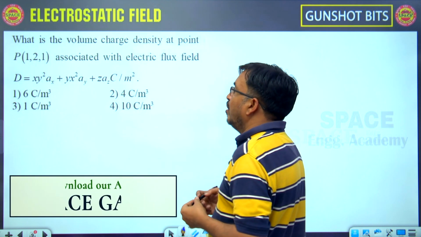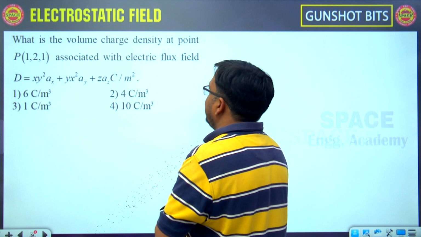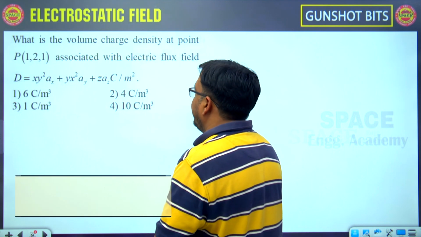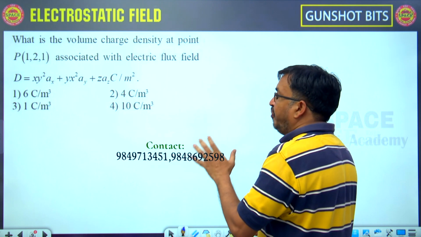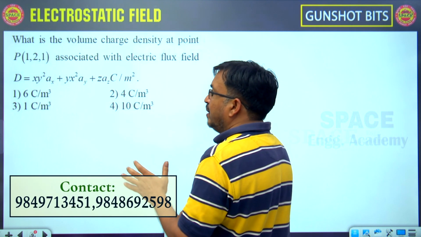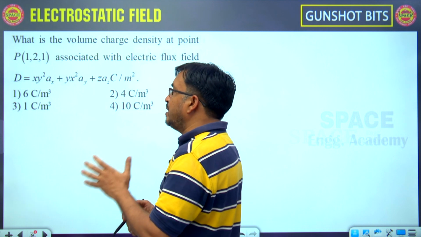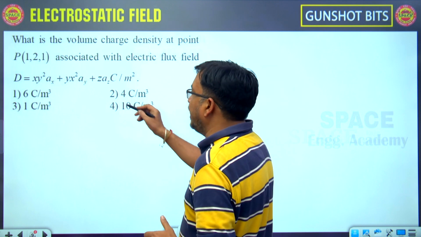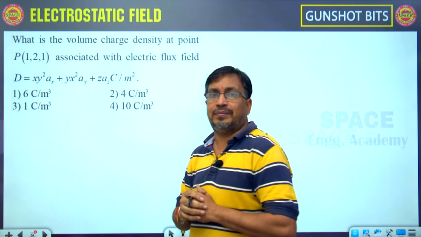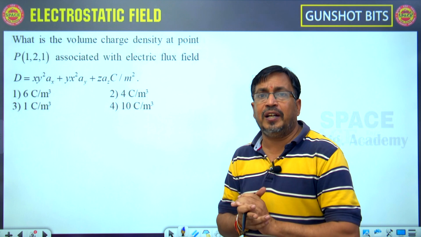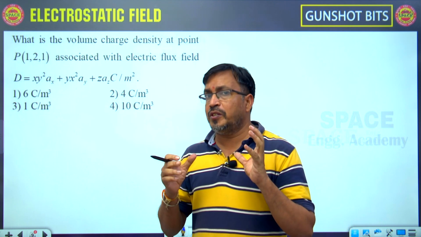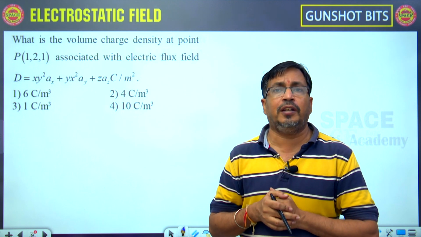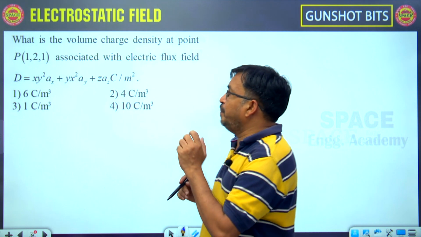The question is, what is the volume charge density at a point 1 comma 2 comma 1 associated with electric flux field D, given as D equal to y square Ax cap plus yx square Ay cap plus z Az cap coulombs per meter square. This question is related to Maxwell equation, which is also known as divergence theorem, which is also known as Gaussian theorem.